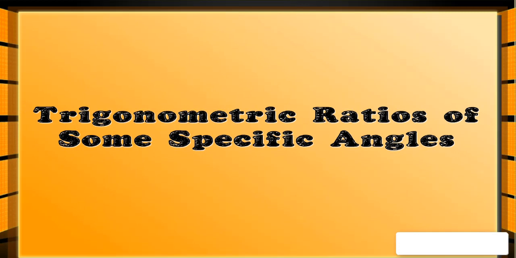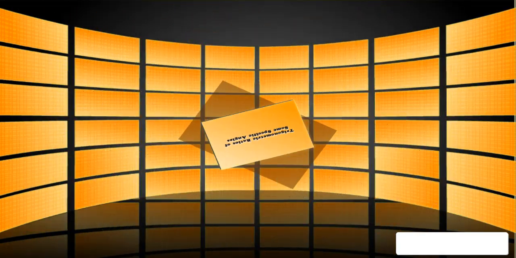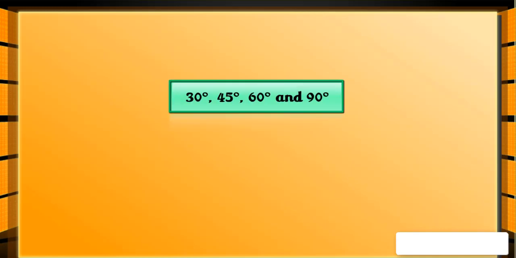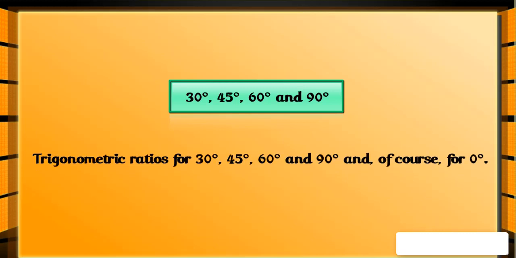Trigonometric ratios of some specific angles. In this module, we will learn trigonometric ratios of some specific angles. We are already familiar with the construction of angles of 30 degrees, 45 degrees, 60 degrees and 90 degrees. Now we will find the values of the trigonometric ratios for these angles and of course for 0 degrees.